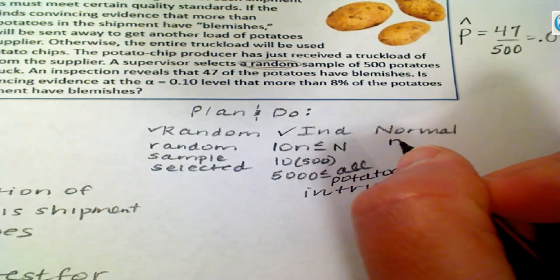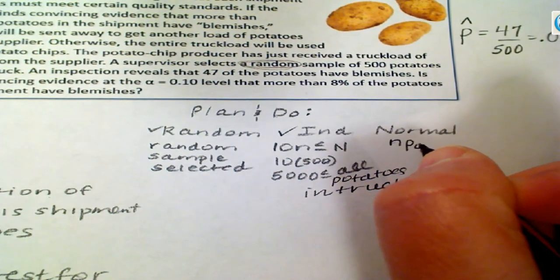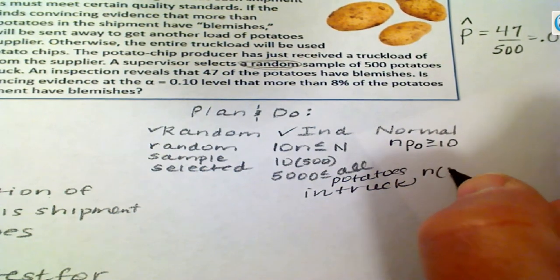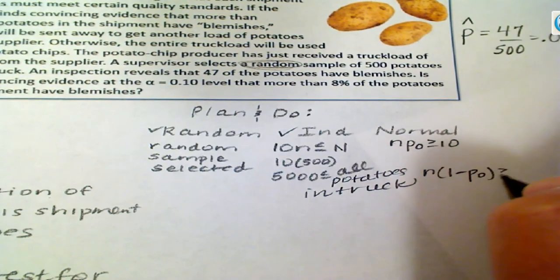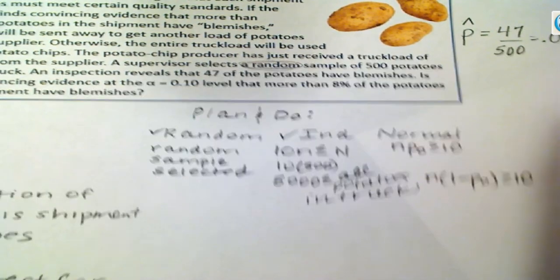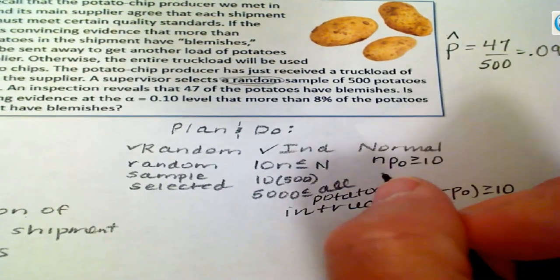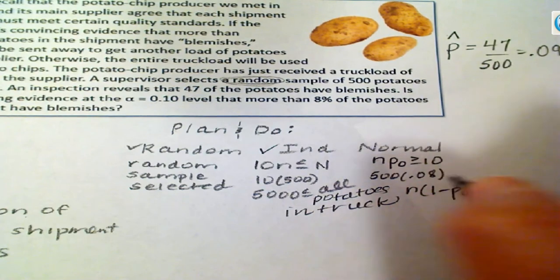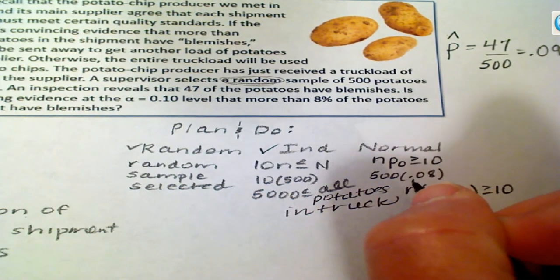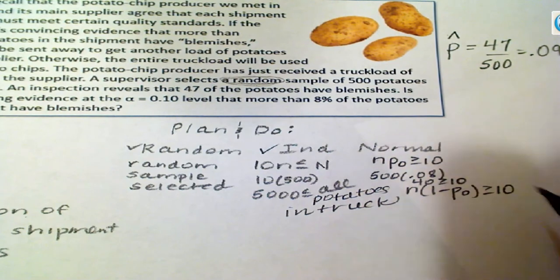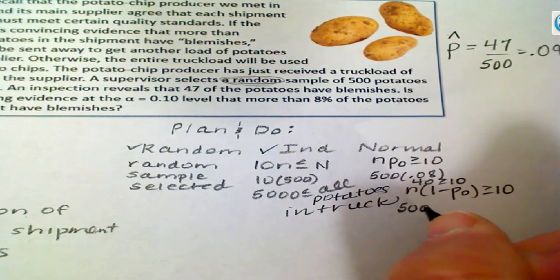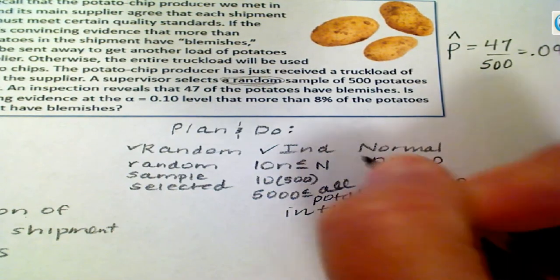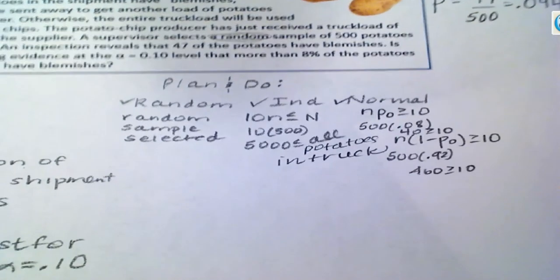So this is where we do n times p naught is greater than or equal to 10, and n times 1 minus p naught is greater than or equal to 10. Don't forget, you're not using the p hat. You're actually going to be using your 0.08 from your hypothesis statement. And guys, that's equal to 40, which is greater than or equal to 10. And then we're going to do 500 times 0.92, which is 460, which is greater than or equal to 10. So all 3 conditions have been met.